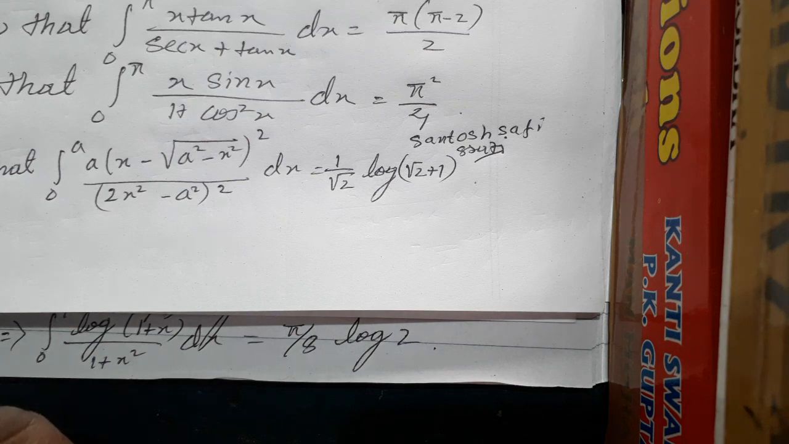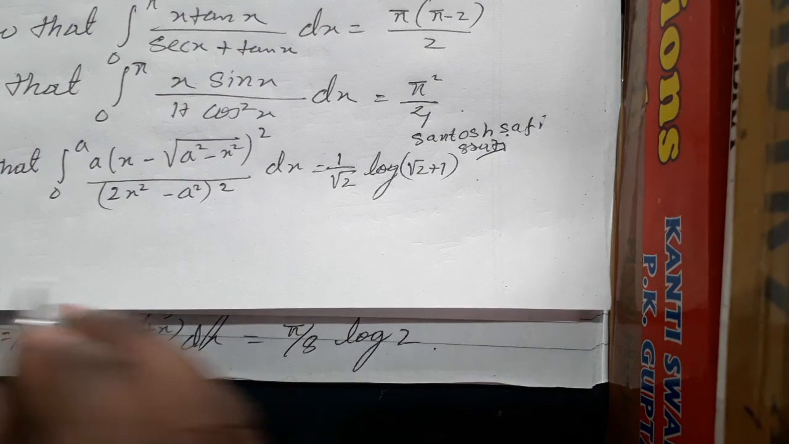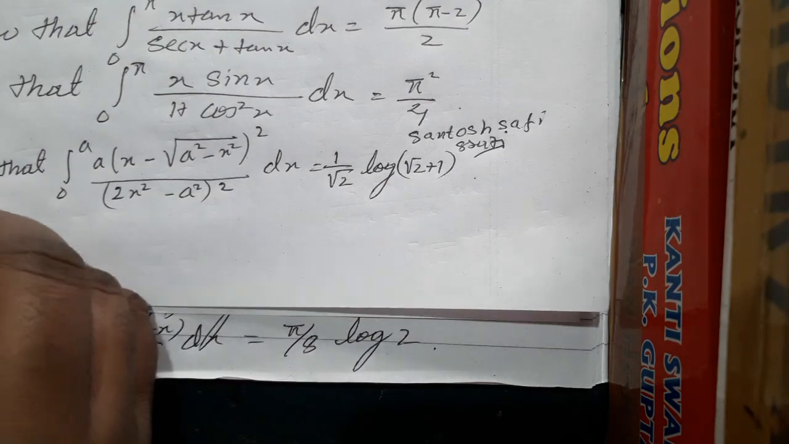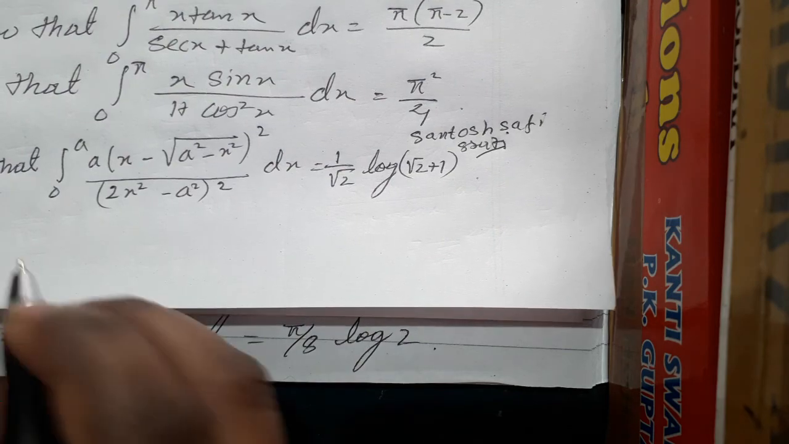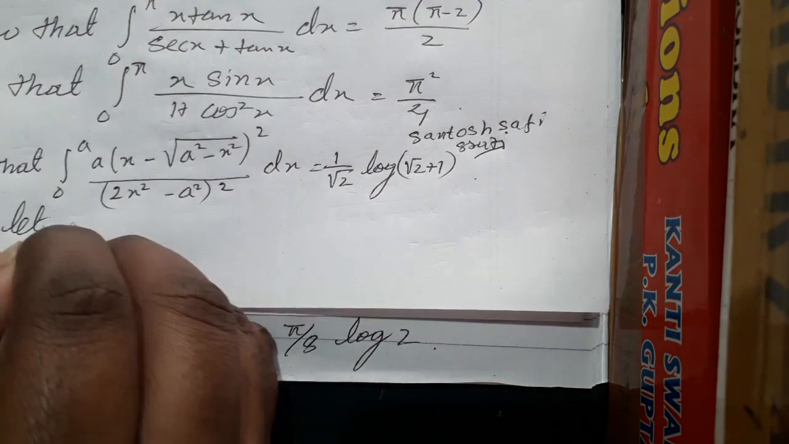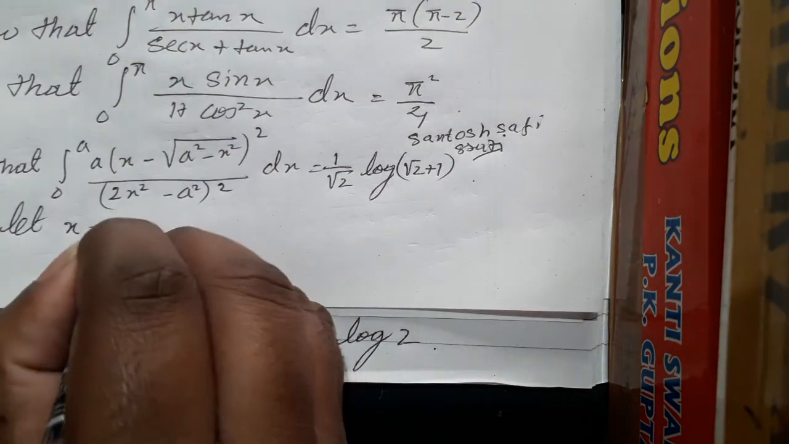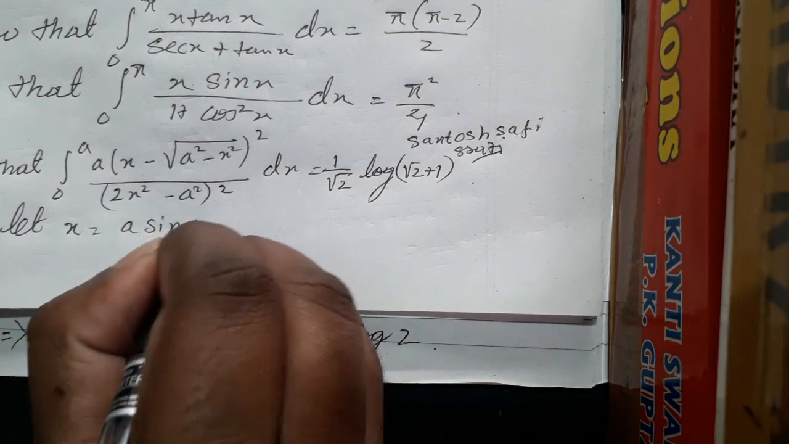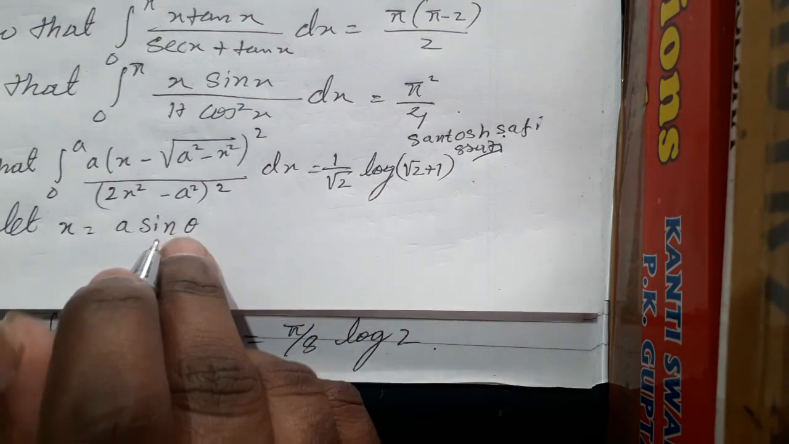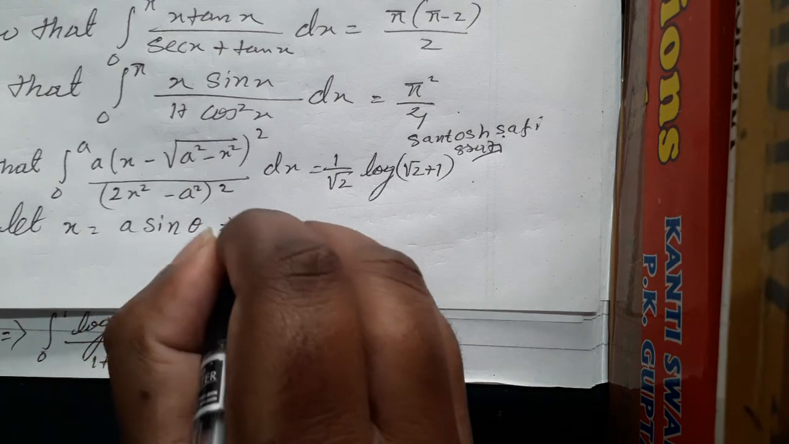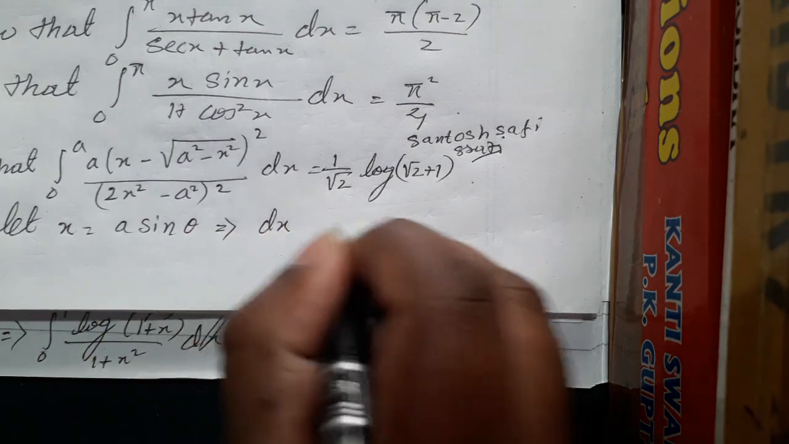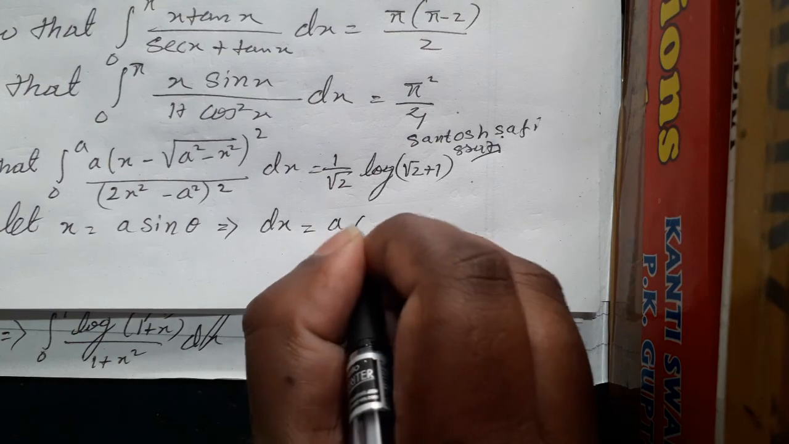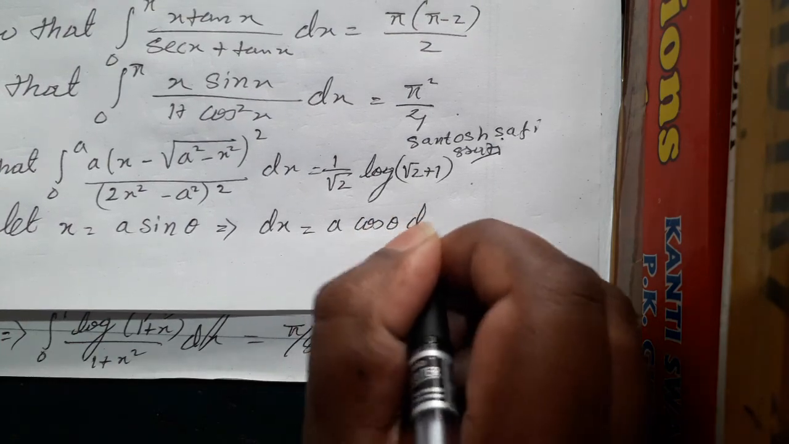In this question, we are going to use the properties of definite integral and try to solve this integral. The first procedure is, let us take x equal to a sine theta. If x equals a sine theta, this implies dx is a cos theta d theta.